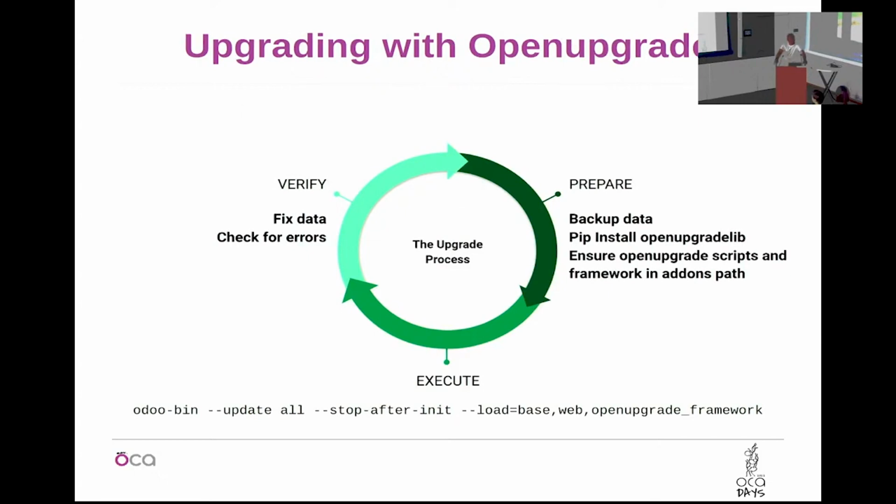We're only going to do one slide on how to do it with OpenUpgrade, and it's actually a really simple process, and it's not that different to the enterprise process really, right? First of all, we back up the data, we ensure we've got some dependencies installed and we've got the right things in the path. We run one command down the bottom there, and if it's just for your own code, you might not update all, you might just update specific modules.